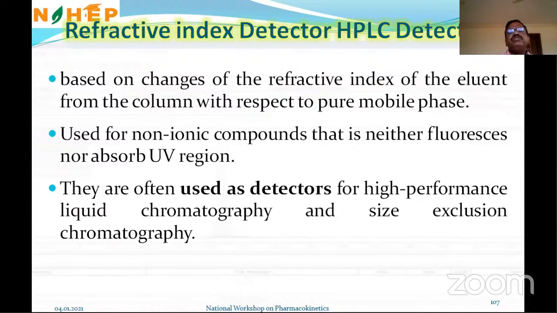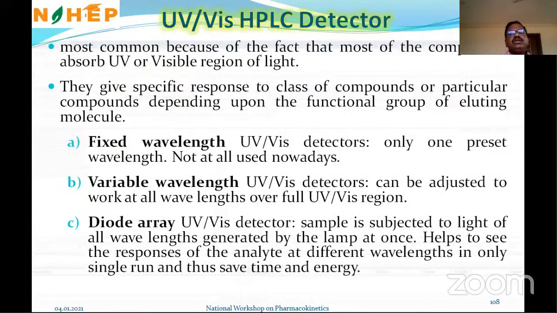Then we come to the UV visible detectors. These are the most common because most compounds absorb UV or visible light. They give a specific response to a class of compounds or particular compounds depending upon the functional group of the eluting molecule. Here again, the fixed wavelength detector has only one preset wavelength. Of course, it is not used at all nowadays.